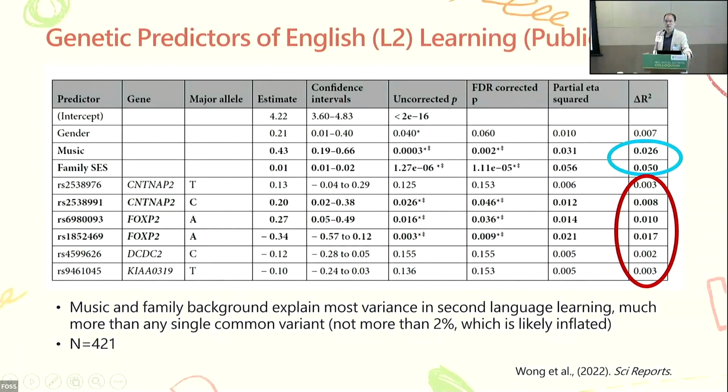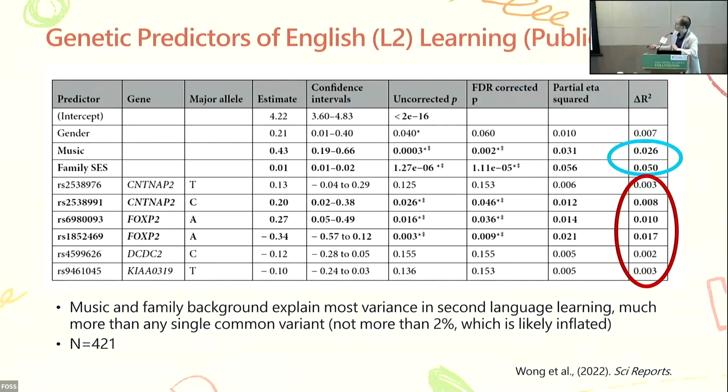Where's my cursor? Can you see? These are the genetic variants that show significant associations. From the same subjects, we also collected information about their music background and their family socioeconomic status. These are the variances explained. So you can see that these are the significant results. These genetic variants collectively only explain no more than 2% of the variance.